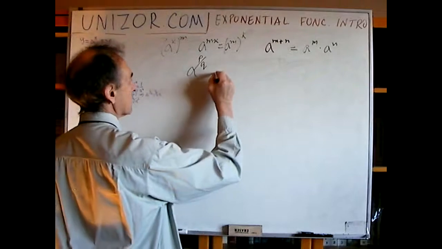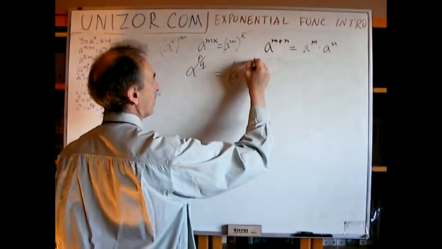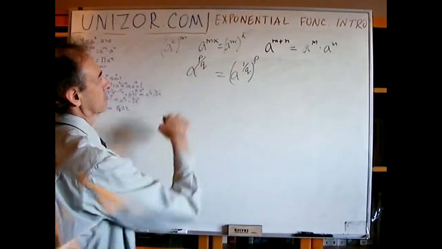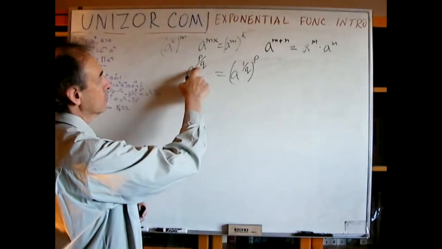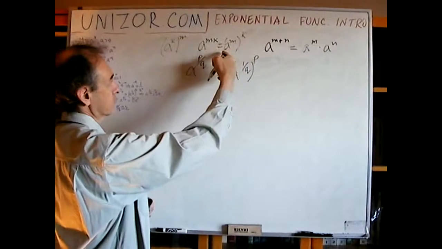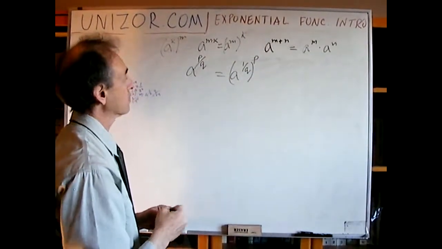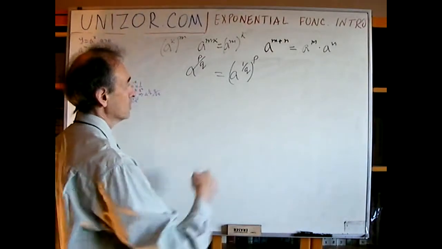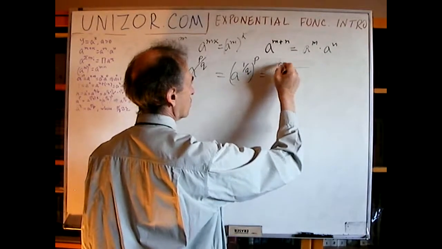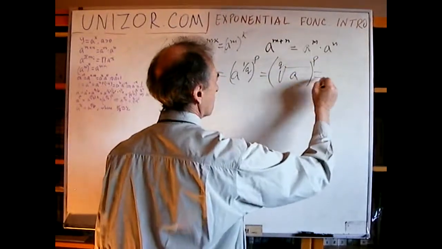Well, you can always consider this as a to the power of 1/q, to the power of p, right? Using this property, p over q is p times 1/q. So it's a to the power of 1/q, raised to the power of p. Now, we know what this is. So it's the q's root of a, to the p degree.